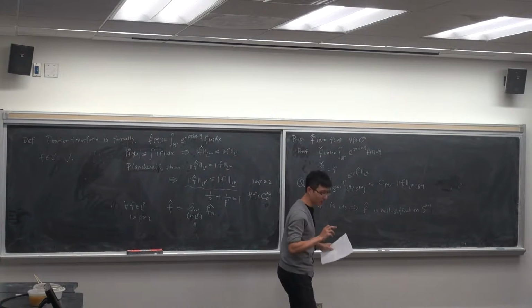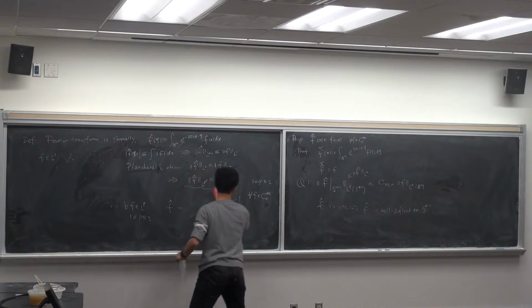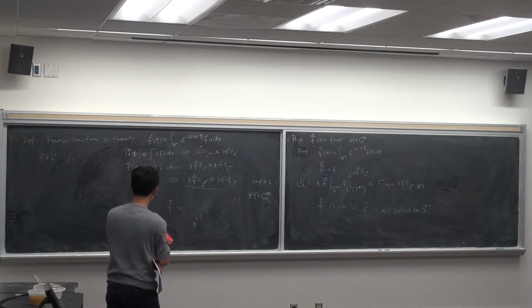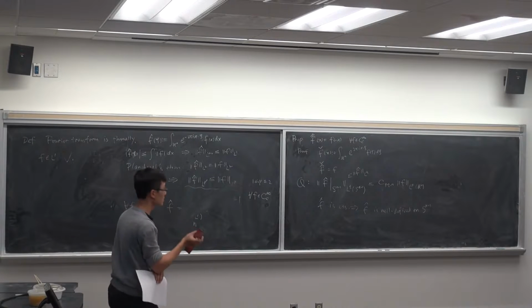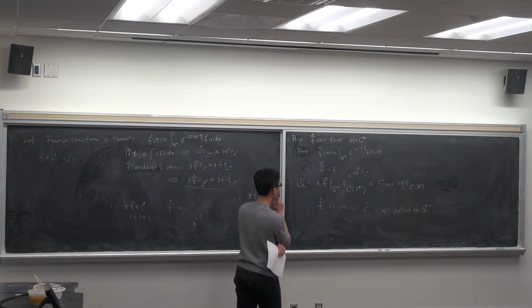Okay, and then in order to state the conjecture, I need one more trick. And that trick is also essential in our setting: the left hand side is less than or equal to the Fourier transform in L^q.